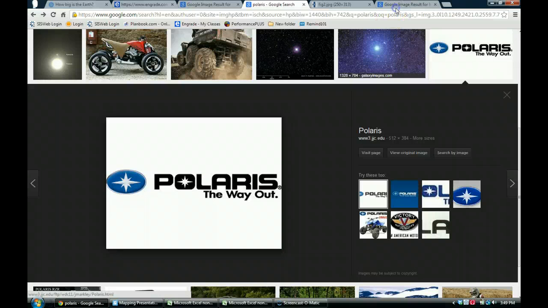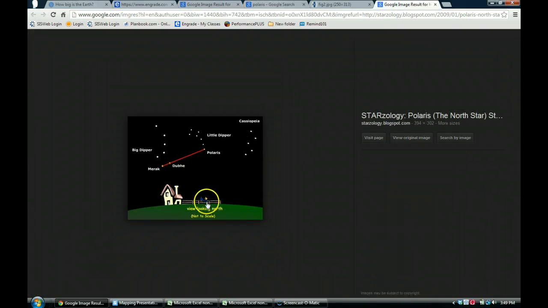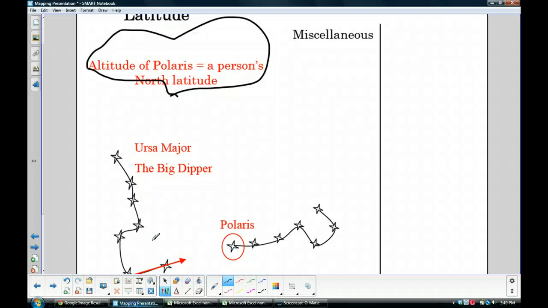So if we're back here, altitude means going from the ground up to the star. So if you had to go up 20 degrees, then you would be at 20 degrees north latitude. If you go up 80 degrees, then you're at 80 degrees north latitude. And we'll talk more about that. But that is helpful when we're trying to find out where we are on the Earth.